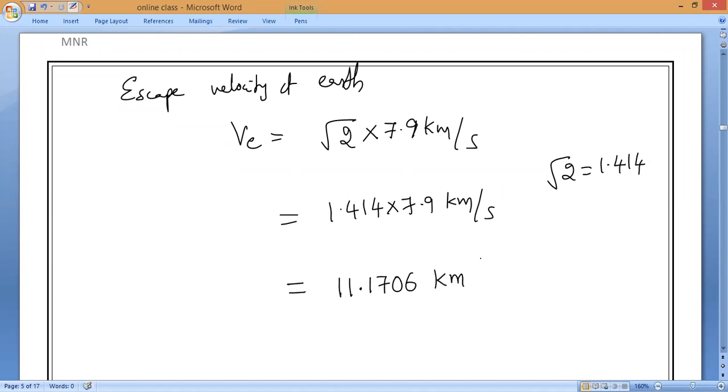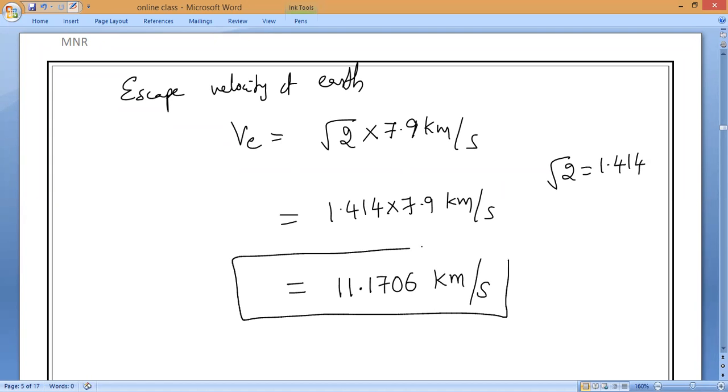That is the escape velocity from the Earth. How much? I said it already before also. How much do we have to give? Approximately 11, understand, 11 kilometer per second. This is the escape velocity of the Earth. So if I want to launch any satellite from the Earth, the rocket should travel 11 kilometers per second. Then only it will escape. Otherwise, it is not possible to escape from the Earth.